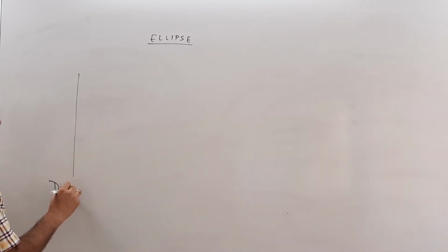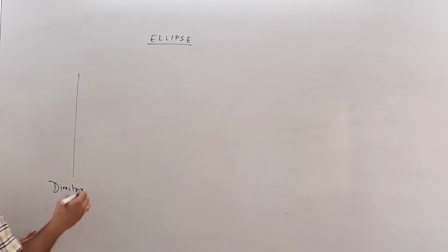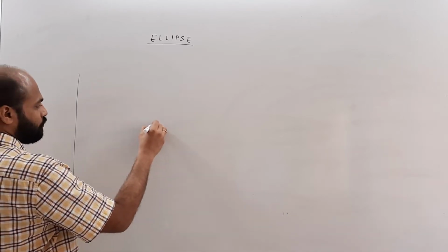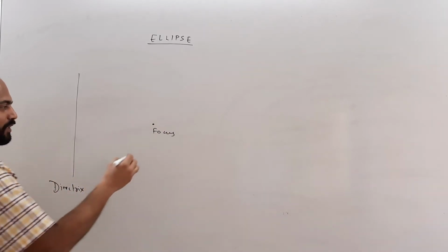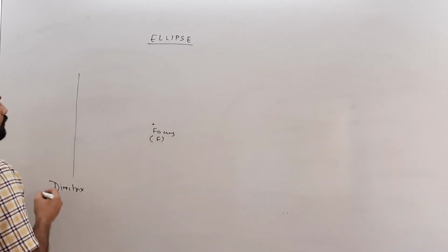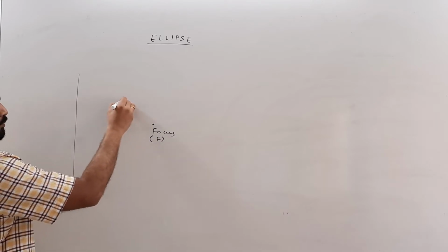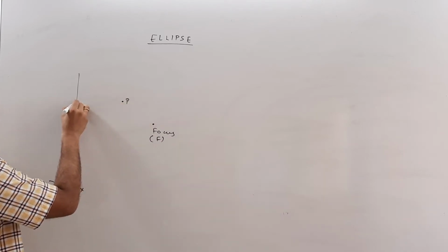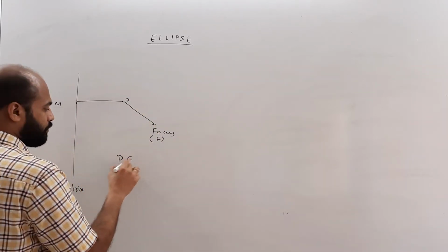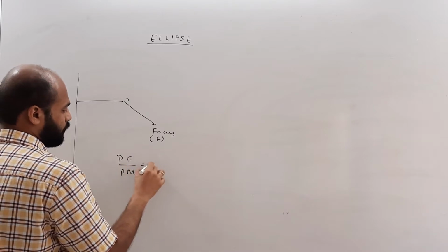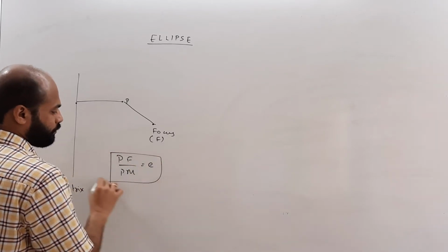So this is the directrix, the same directrix that we had spoken about in parabola, and this is the focus. So, as far as ellipse is concerned, let's mark this as F. This is some point P over here, and let's call this point M. So this distance PF by PM is a constant ratio.